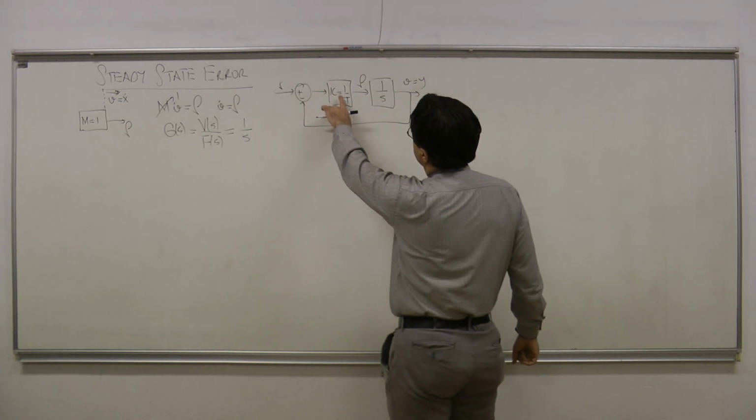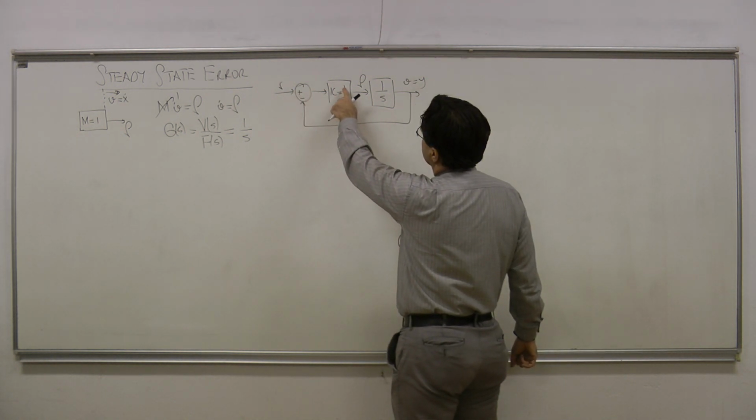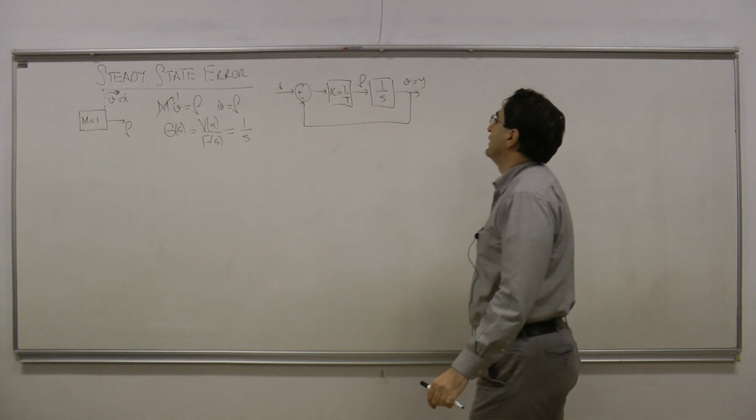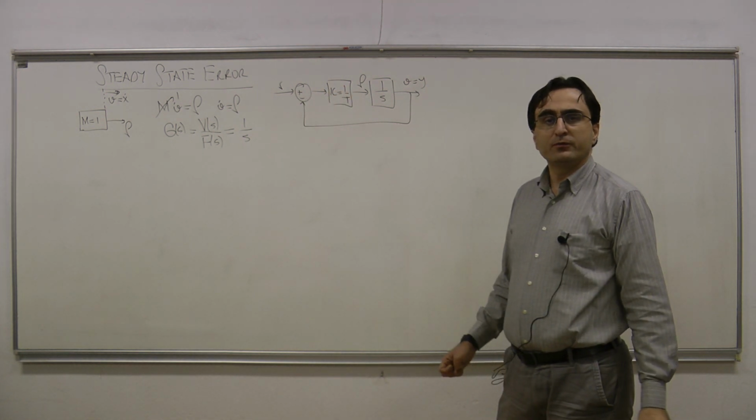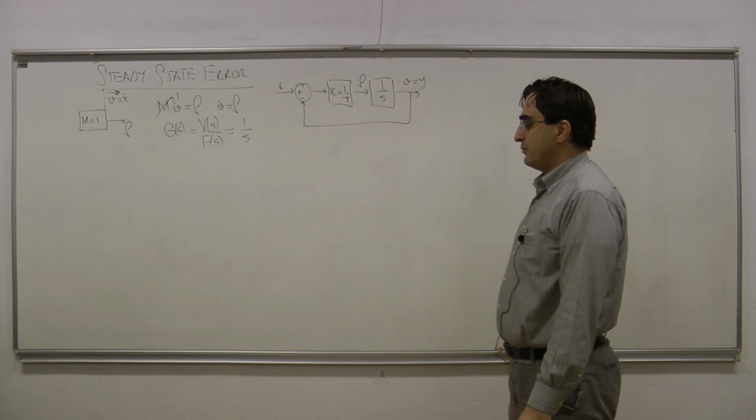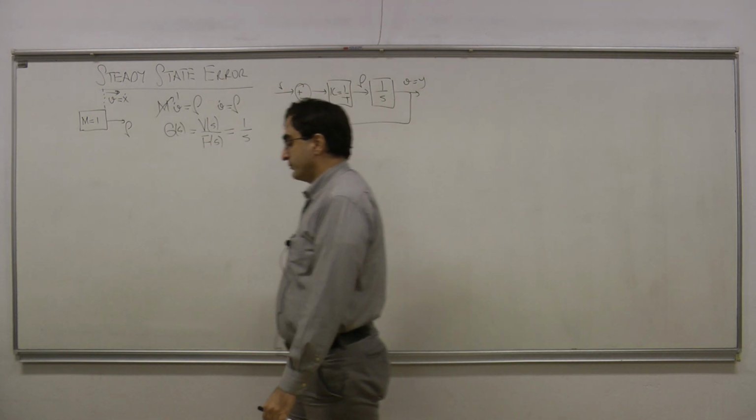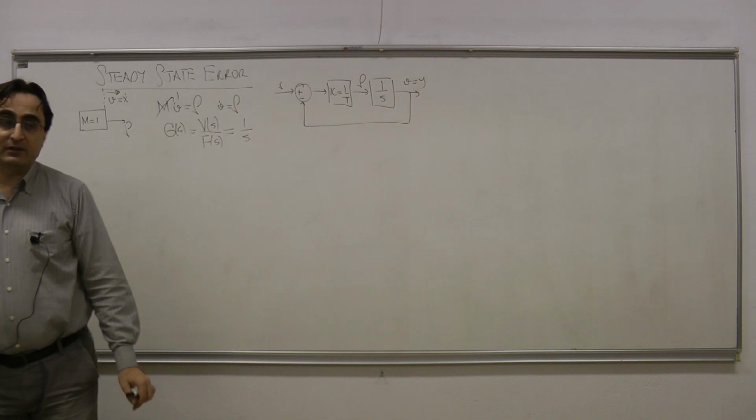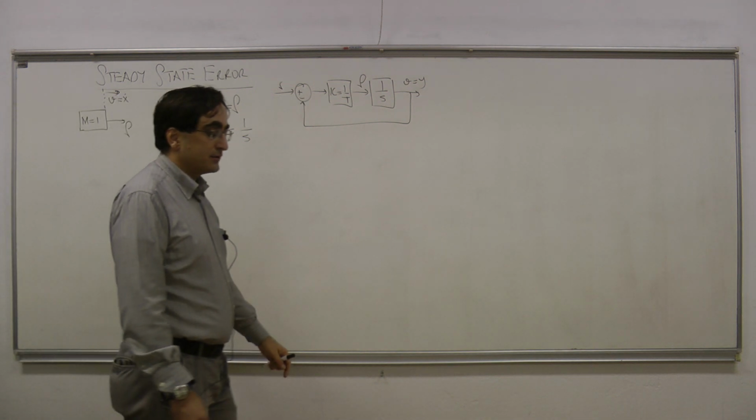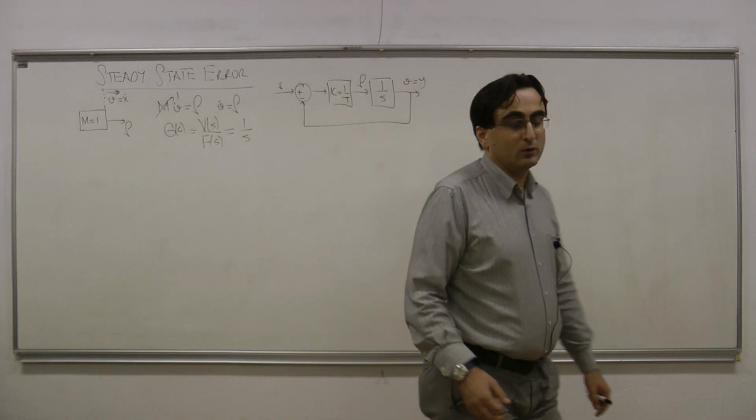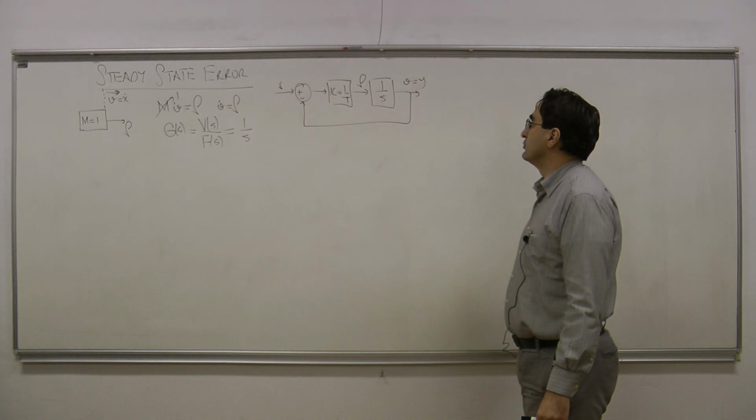And I have defined at the beginning of time domain analysis 1 over T as the K. And T is the parameter of the system. And when we did the analysis of such a system, we have seen that T turns out to be the time constant of the response, of the step response at the end.